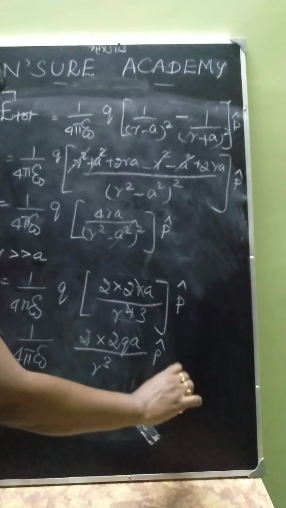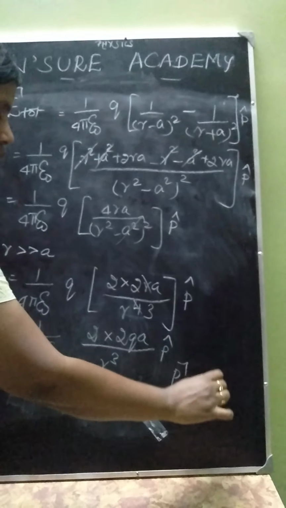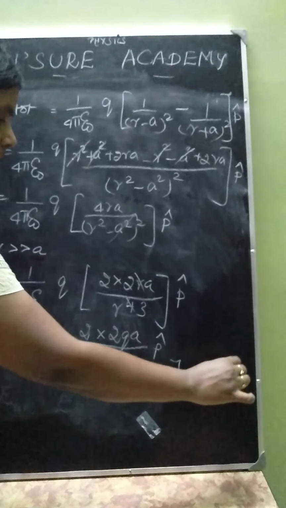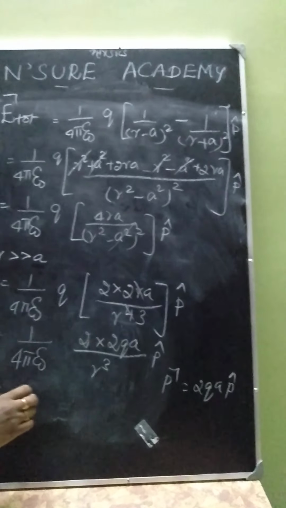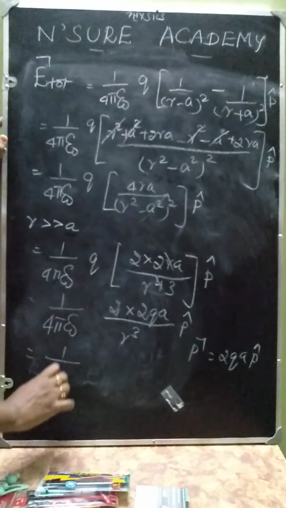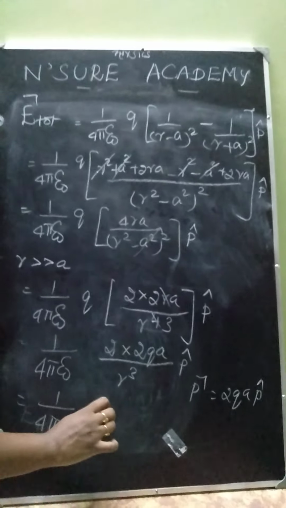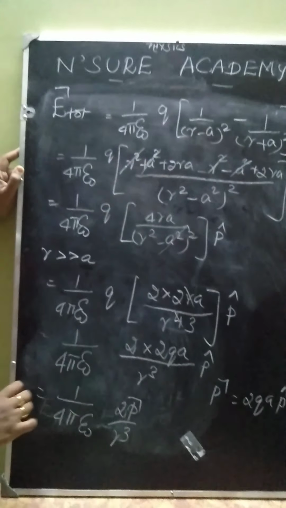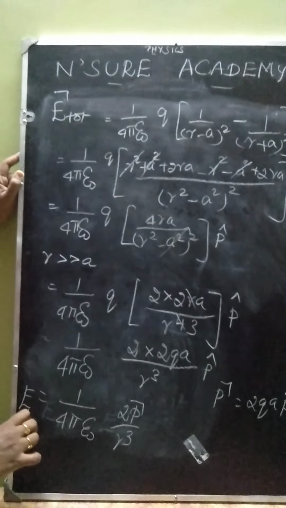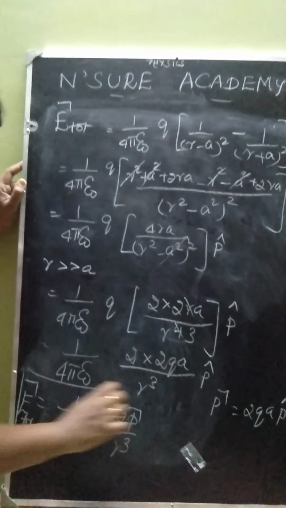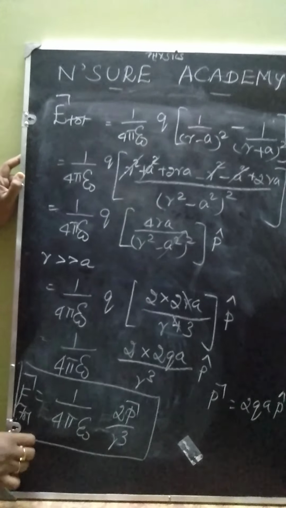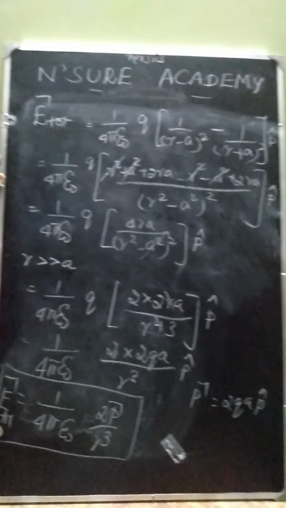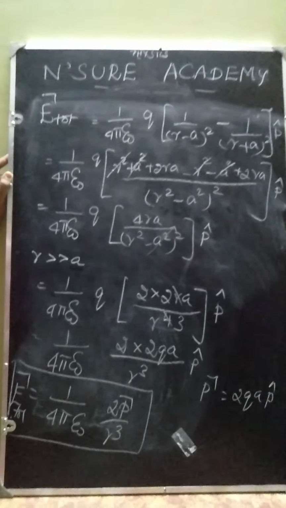We know the dipole moment p vector is equivalent to 2qa p cap. Replace that one. What you will get? 1 by 4 pi epsilon naught 2p vector divided by r cube is the E total vector when the test point is taken along the axial line of the dipole.